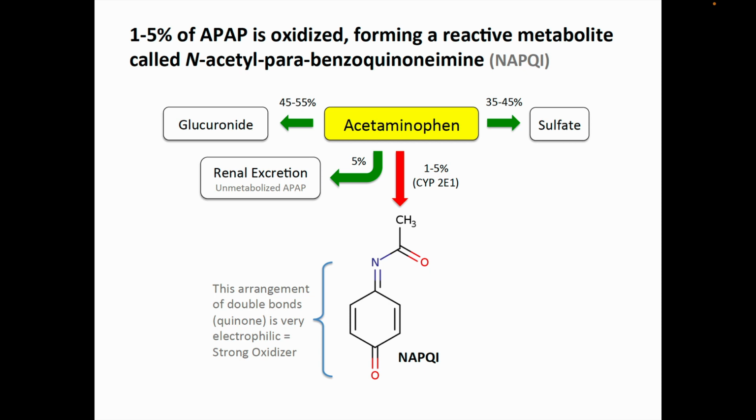That particular arrangement makes it a quinone, which is desperate to rip an electron off a nearby molecule so that the double bonds can get back to the more stable aromatic benzene ring structure. This makes NAPQI a strong oxidizer. Removing electrons oxidizes and adding electrons reduces.